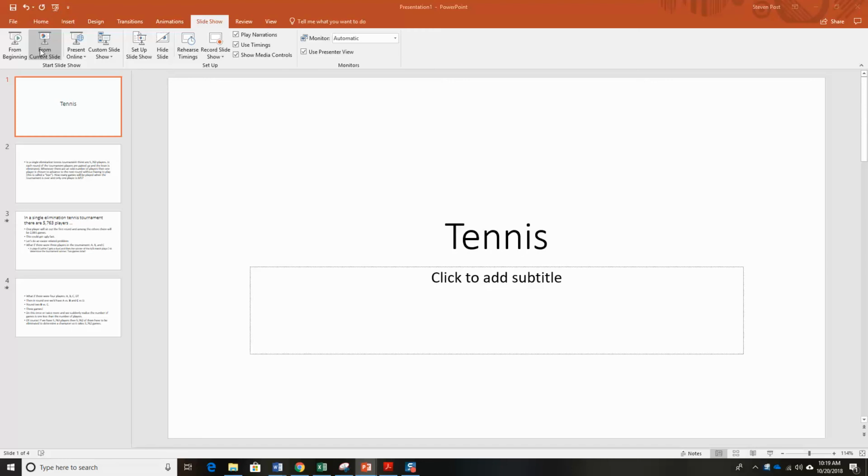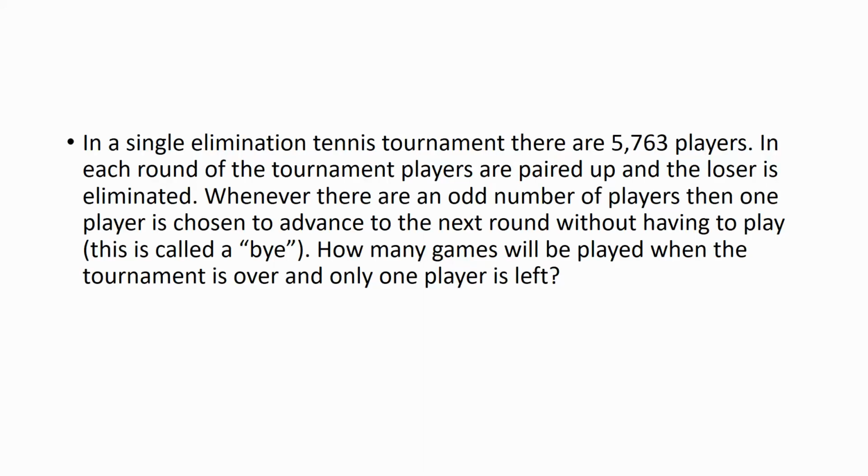Let's solve another easier problem. So this one involves a single elimination tennis tournament where there are 5,763 players. In each round of the tournament, players are paired up and the loser is eliminated.